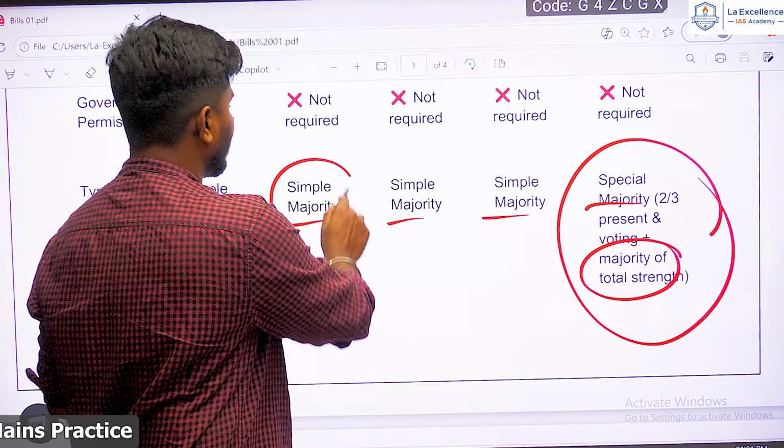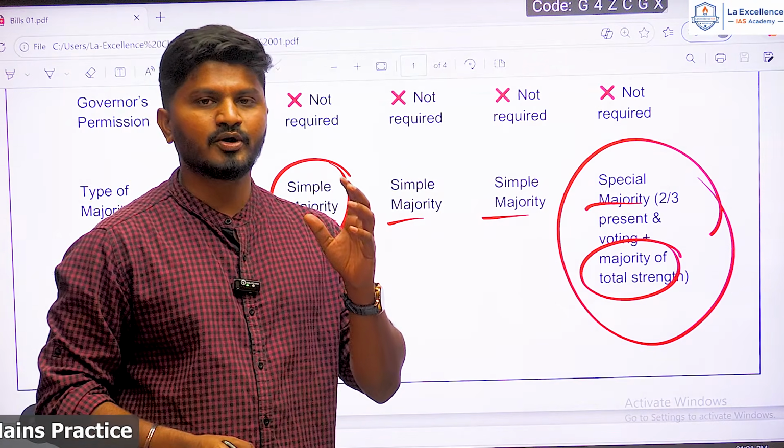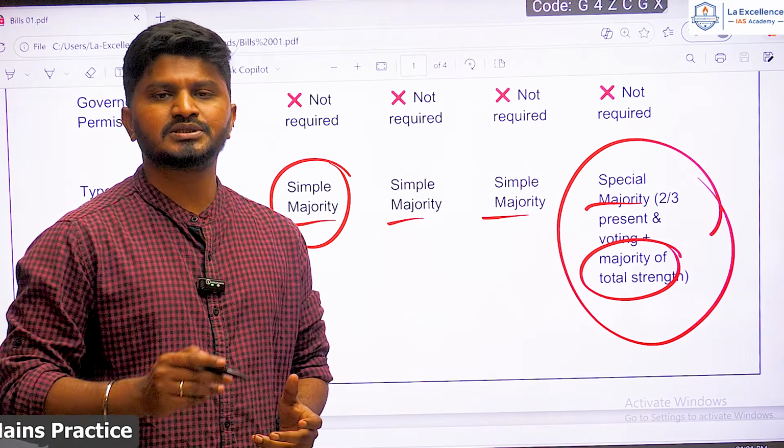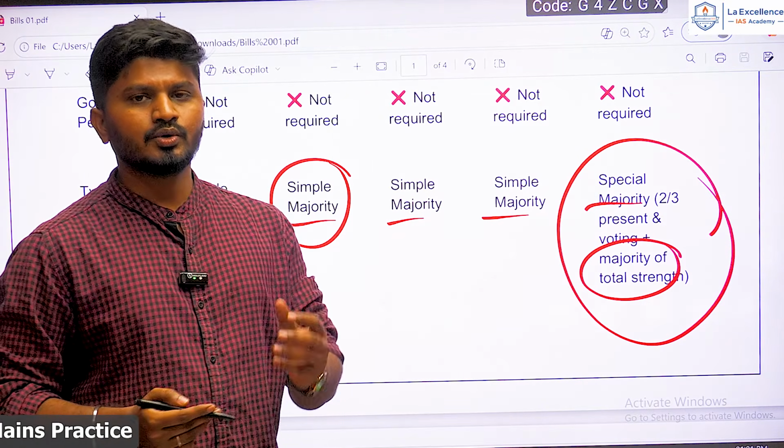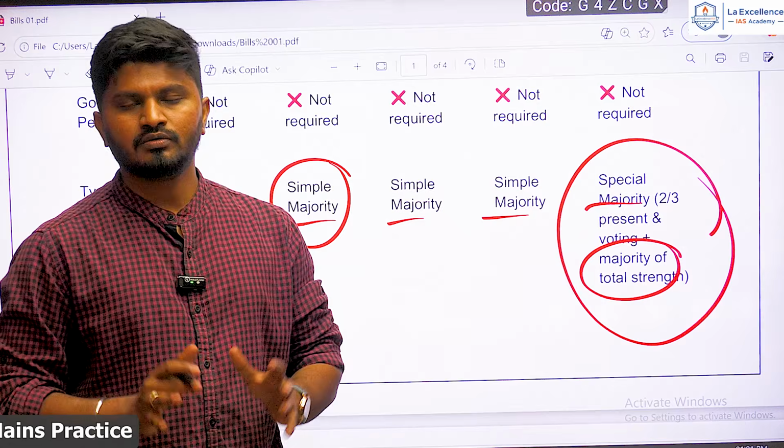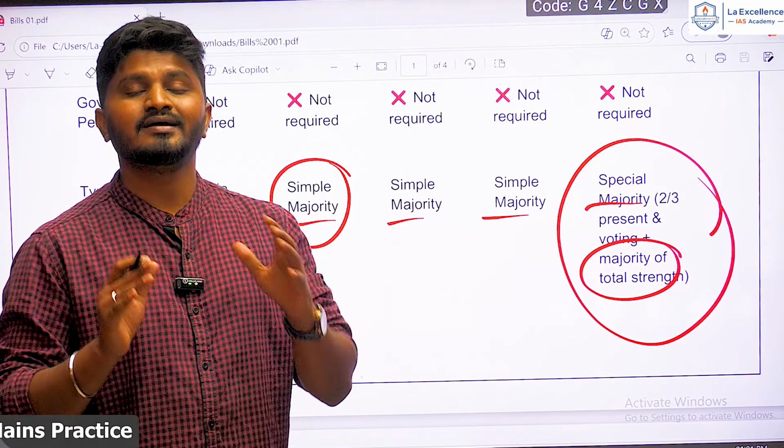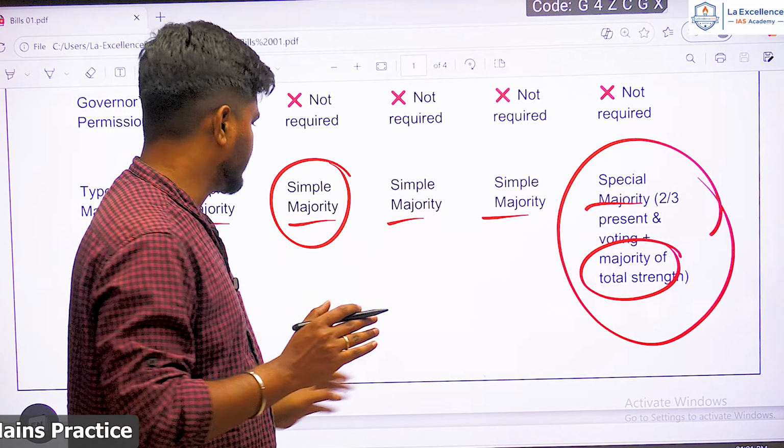And most of the times what we think is, money bill has been provided with so much of importance, so much of consideration, so it might require special majority. No, money bill also does not require special majority. Remember this.